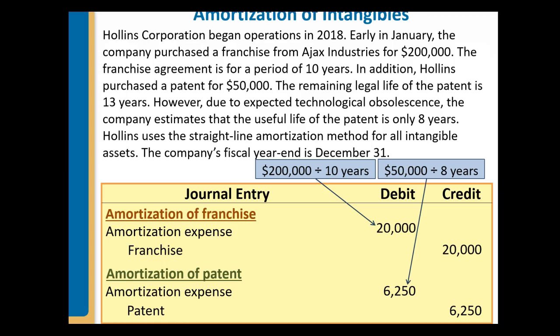So as you see, the franchise amortization is the $200,000 over 10 years. The patent amortization is over the useful life, which is going to be the $50,000 over 8 years.